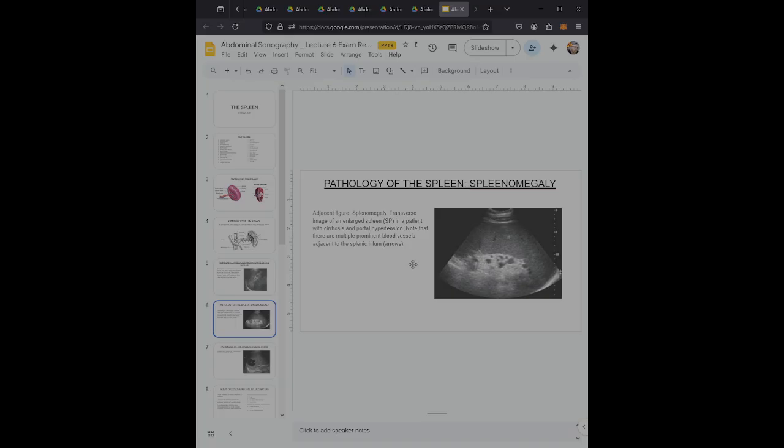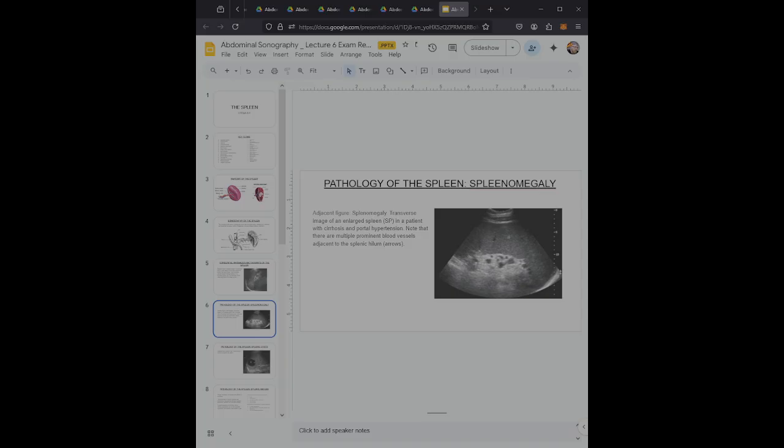So, pathology of the spleen. Splenomegaly is the most common abnormality. Enlargement of the spleen can be manually suspected on a physical exam, and we can confirm it using sonography. The spleen should never measure more than 12 to 13 centimeters in length and 6 centimeters in thickness in adults. Suspicion of splenomegaly should arise when the spleen extends beyond the inferior pole of the left kidney.